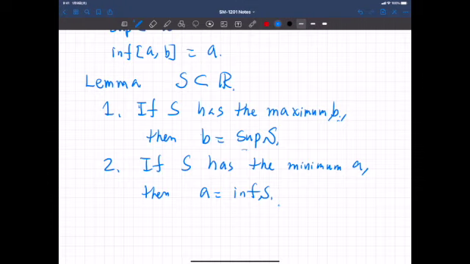It is greater than or equal to any of the elements of S, and also it is the least element of the upper bounds of S. So, it should be the supremum, and similar for infimum and minimum value. Okay.